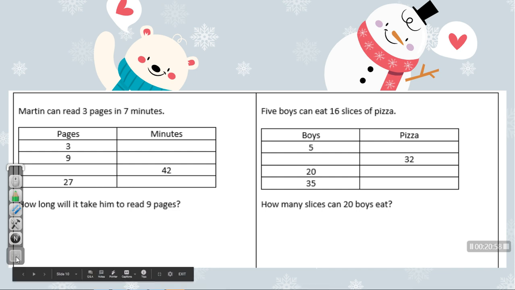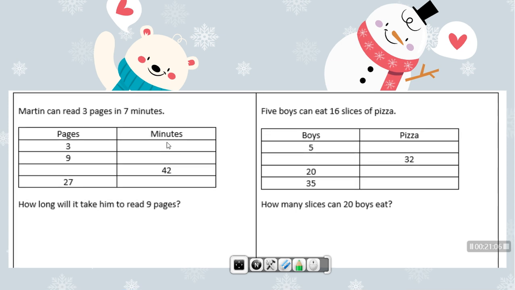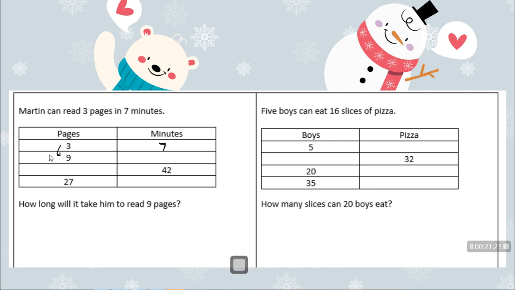All right, so let's take a look at this next one. Martin can read 3 pages in 7 minutes. So right here we have 3 pages. So over here we need to have our original ratio, which will be 7 minutes, right? That's how long it takes him to read 3 pages. So, well, what if he read 9 pages? How long would it take him? So, 3 times what would get us to 9? Times 3. So, we need to do the same thing to our 7. We need to multiply it by 3. 7 times 3 is 21.